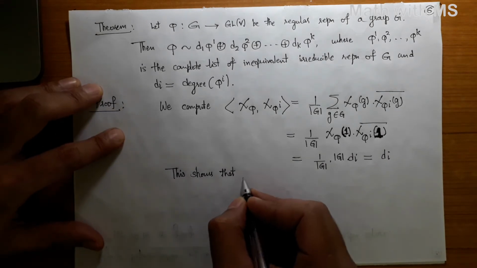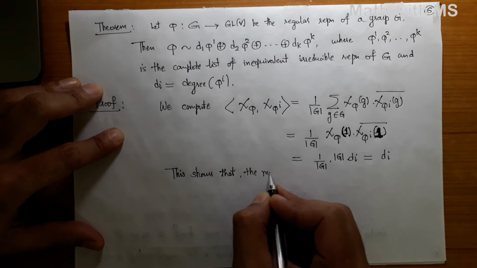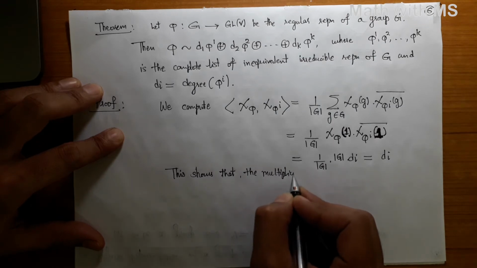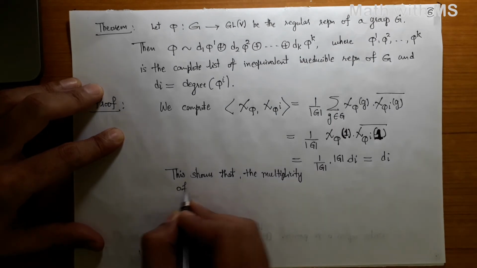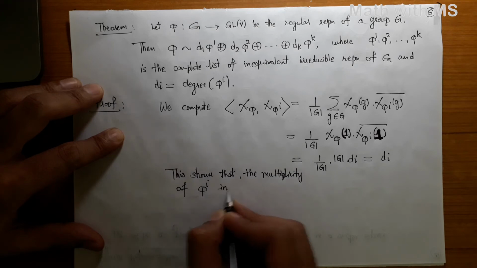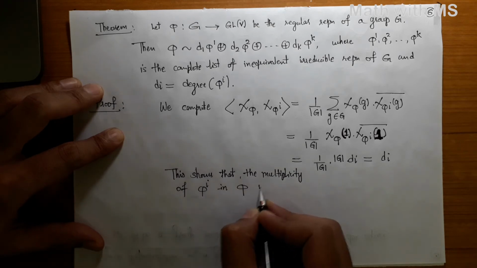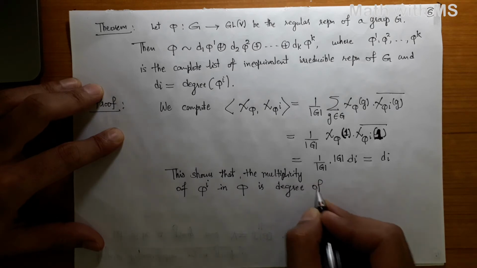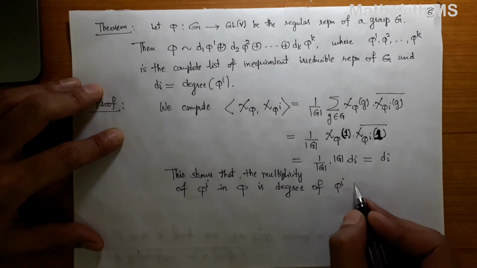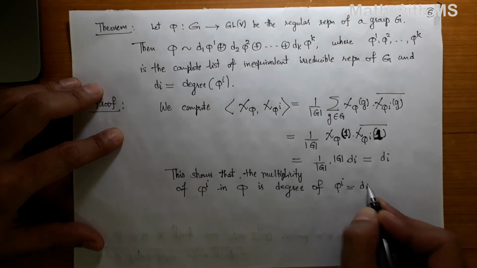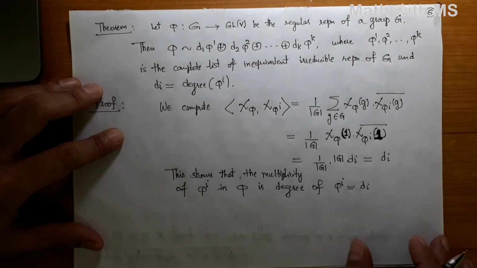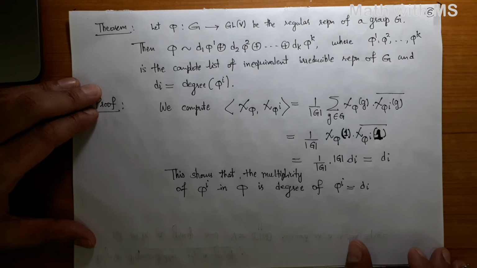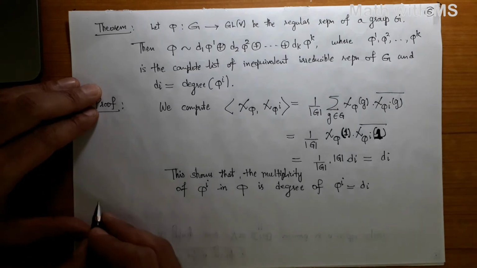This shows that the multiplicity of phi i in the decomposition of phi is the degree of phi i, which is di. Very interesting result. An immediate consequence of this is the following.